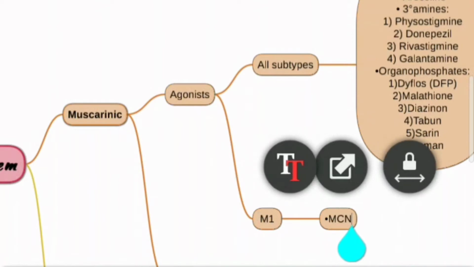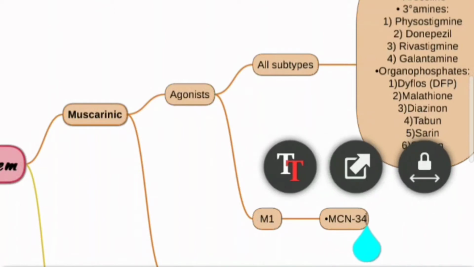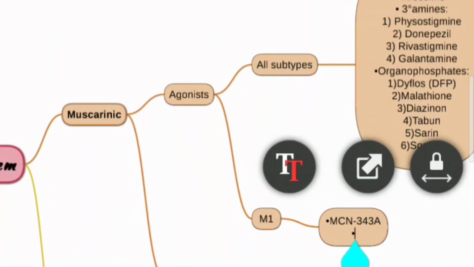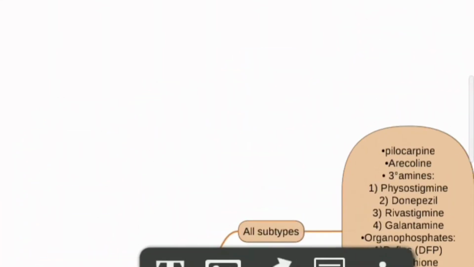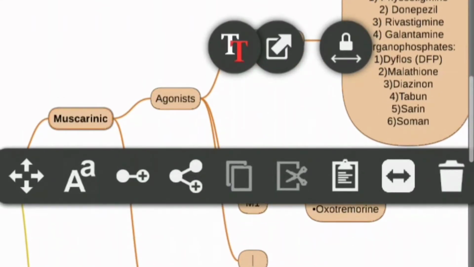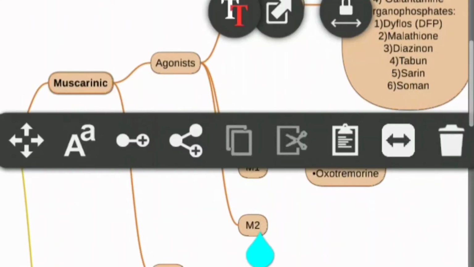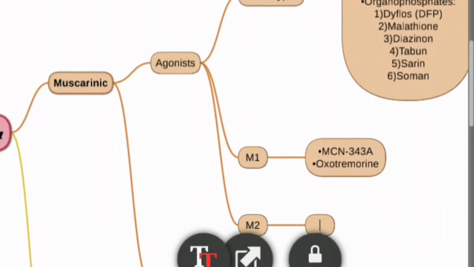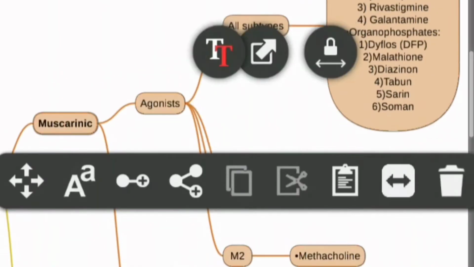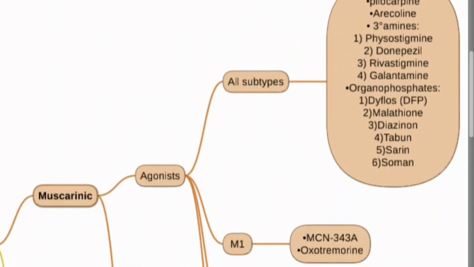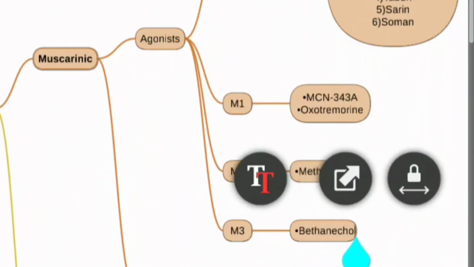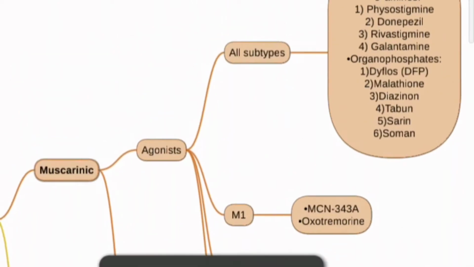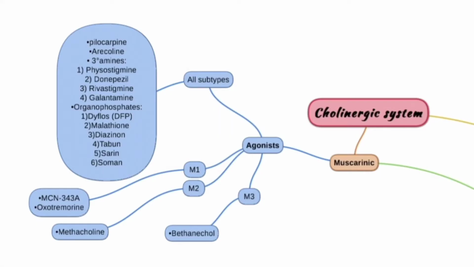Next type of agonists are those that act on M1 receptors. First, McN-A-343. Second, oxotremorine. Next, those that act on M2 receptors. First, methacholine. Next, those that act on M3 receptors. Bethanechol. Overview.